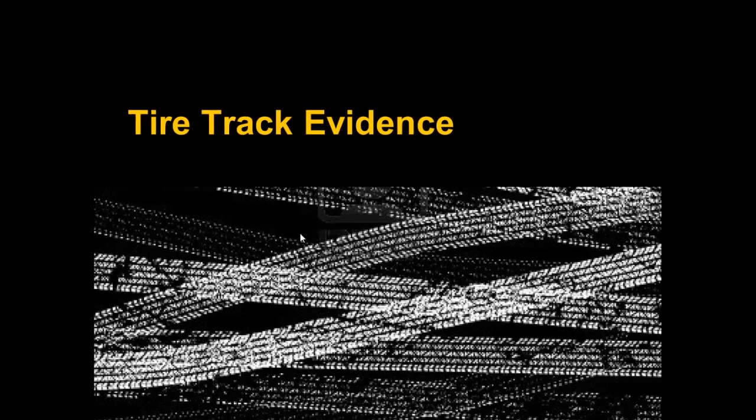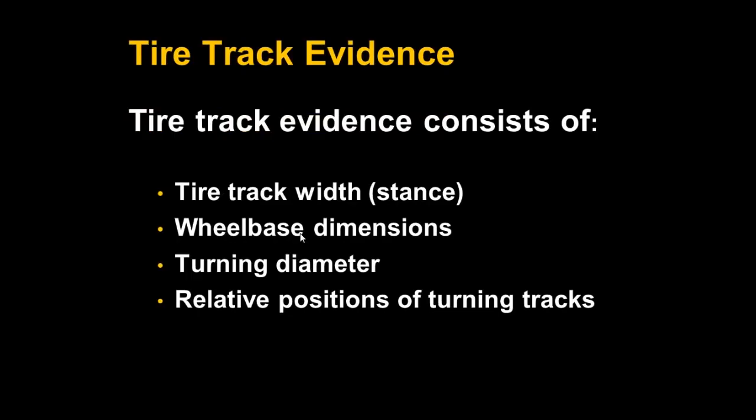Now, let's move on to tire track evidence. If you remember, tire track evidence involves the patterns made by two or more tires, so that you can look at dimensional characteristics, among other things. Some of the most important things you can analyze with tire tracks are measurements such as tire track width or stance, wheelbase dimensions, turning diameter, and the relative positions of tracks when a vehicle turns.